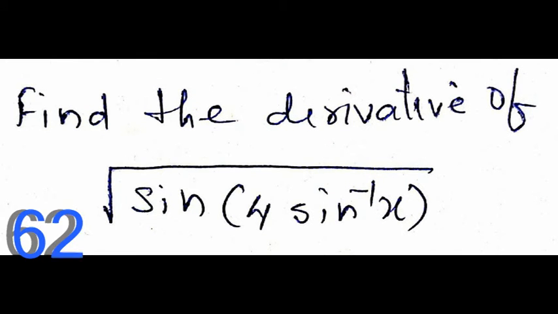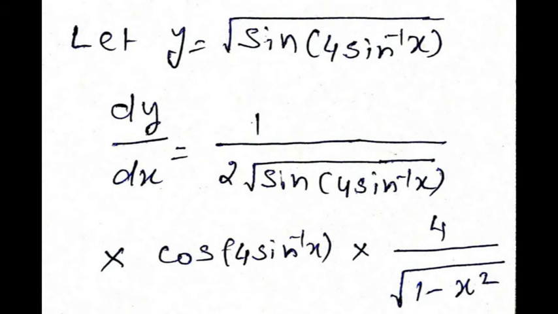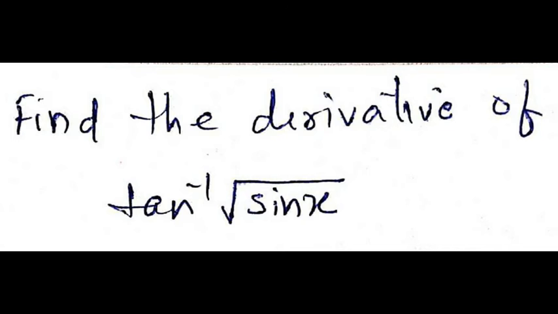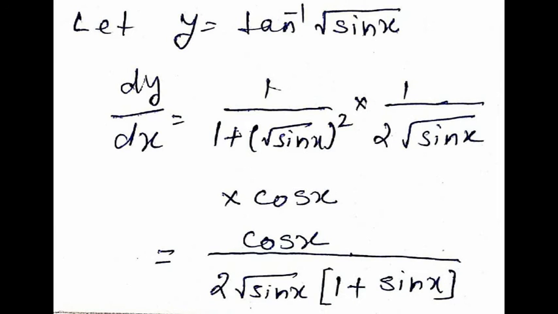Find the derivative of root of sine 4 sin inverse x. Derivative of root x is 1 upon 2 root x, sin x is cos x, and sin inverse x is 1 upon root of 1 minus x square. Find the derivative of tan inverse root sin x. Derivative of tan inverse x is 1 upon 1 plus x square. Root x is 1 upon 2 root x. Derivative of sin x is cos x. Therefore, we get the answer cos x divided by 2 root sin x into (1 plus sin x).